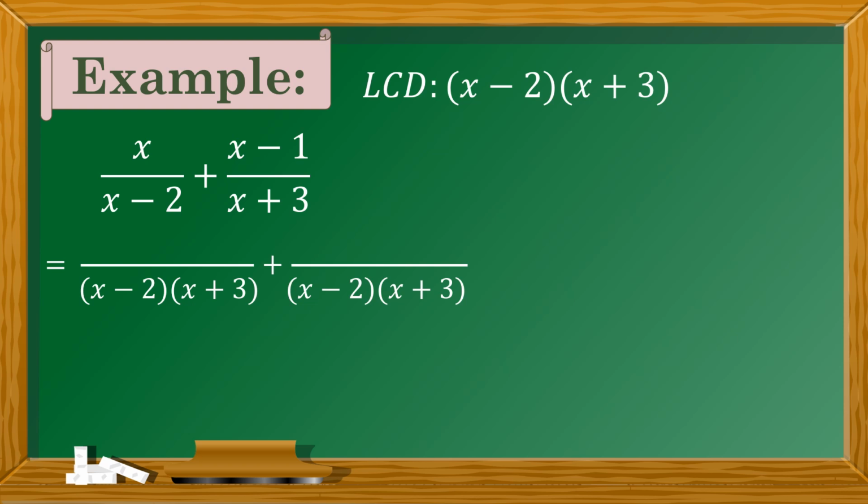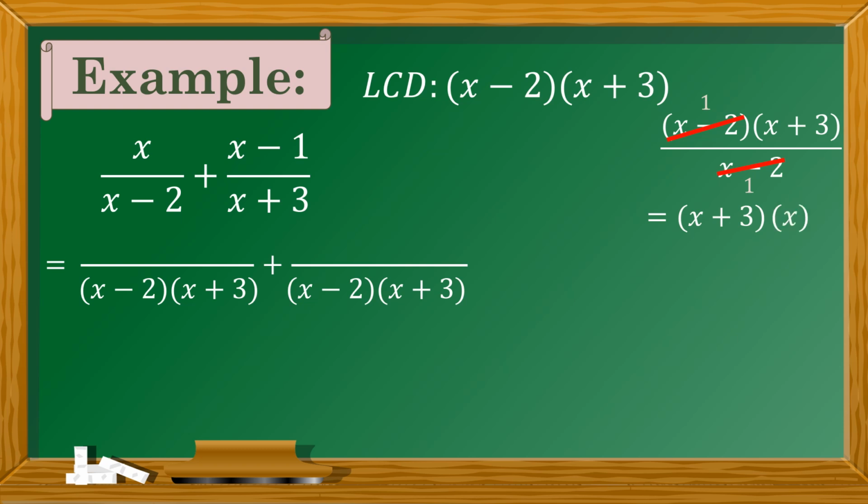So let's first find the numerator of the first expression. So that will be LCD divided by the denominator, which is x minus 2. So we can cancel out the common factor, which is x minus 2. So that will be 1. So the remaining factor is x plus 3. So we have to multiply this by the numerator of the first expression, which is x. So multiplying x times x, that is x squared. Then 3 times x is 3x. So the numerator of the first expression is x squared plus 3x.